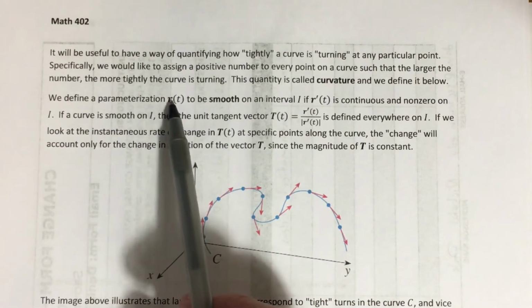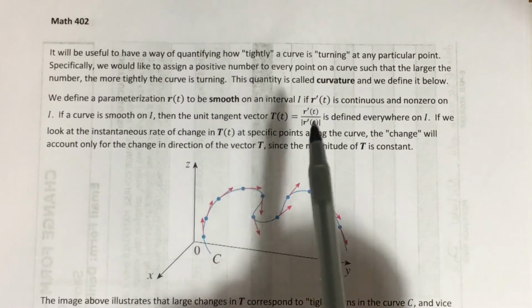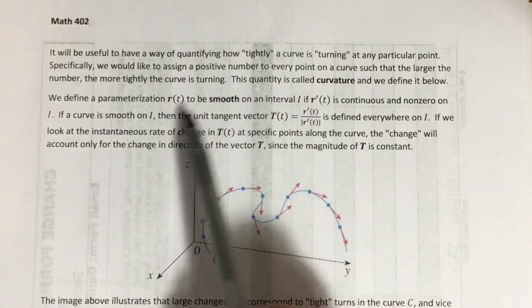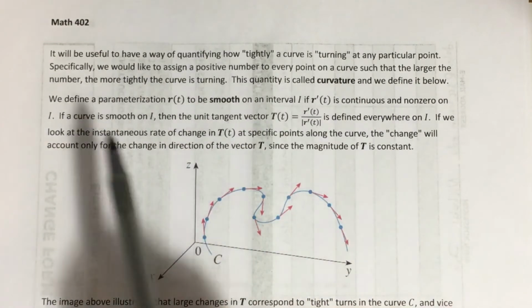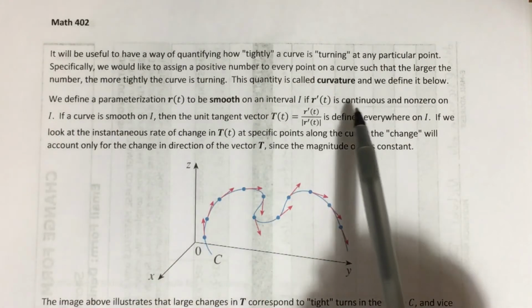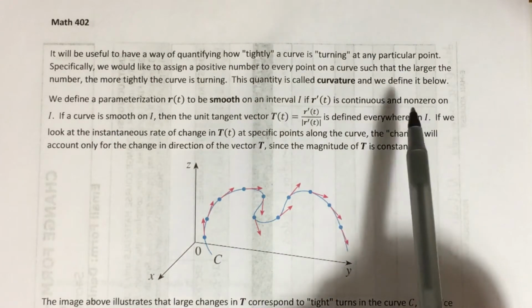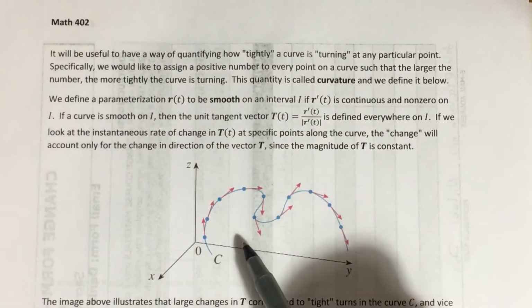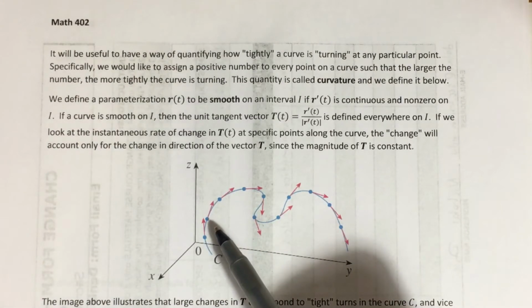If you have a parameterization for a curve r of t, we say that it's smooth on an interval I if the derivative of our vector function is both continuous and non-zero on I. Now, the continuous part might seem obvious. The non-zero part may not seem as obvious. The reason for that is because we want to think of curves, and we're going to explore this more in 13.4 in the next section.